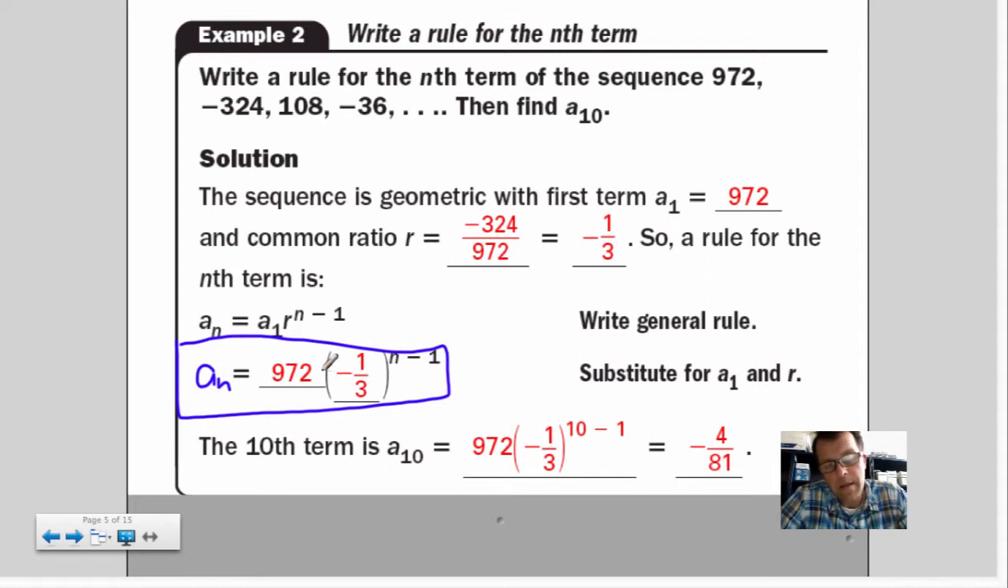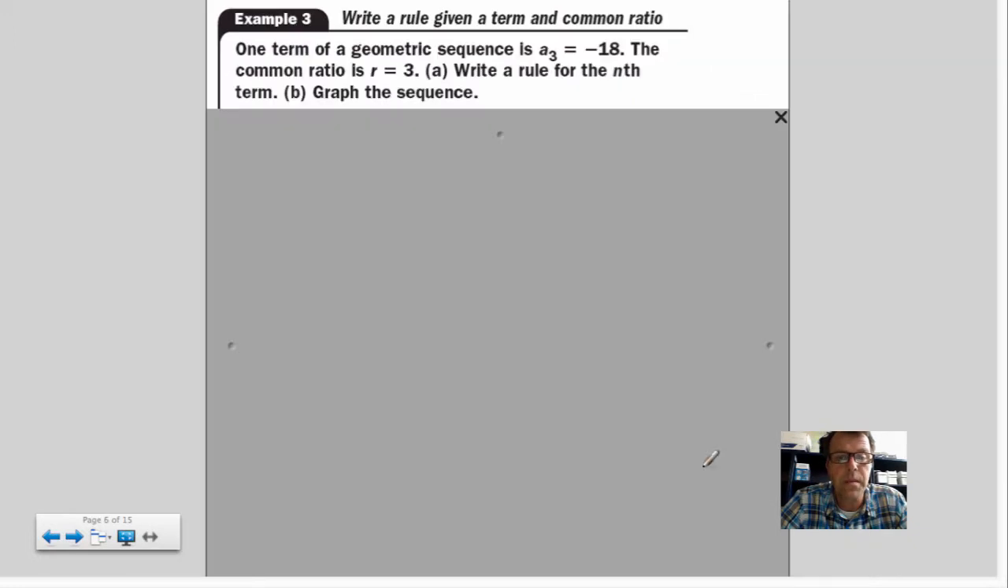And then they say, all right, you've got a good rule, let's use it. So let's figure out the 10th term. And again, you could blow off the rule, right? You could take your calculator out, take -36 multiplied by -1/3, by -1/3, by -1/3, by -1/3. Or you could use the rule, which just jumps ahead. And so you plug in 10, and the 10th term would be -4/81. Nice.